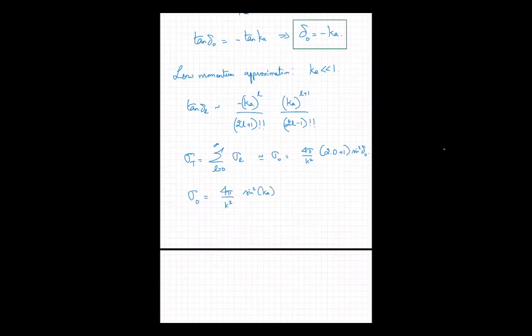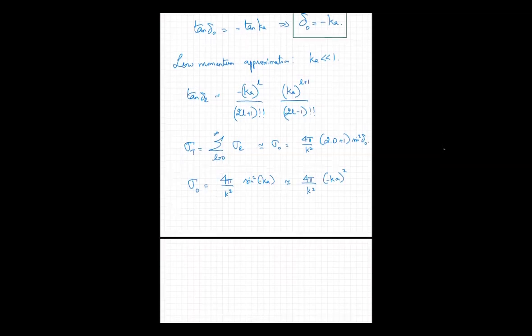Since Ka is very small in the low momentum approximation, this is approximately equal to 4 pi over k square times sine square of delta 0, and delta 0 is minus Ka. Since I'm expanding sine, I'll neglect factors higher order in Ka and only keep the leading order term in sine square Ka, which is just Ka whole square. So the total cross section in this limit turns out to be equal to 4 pi a square.